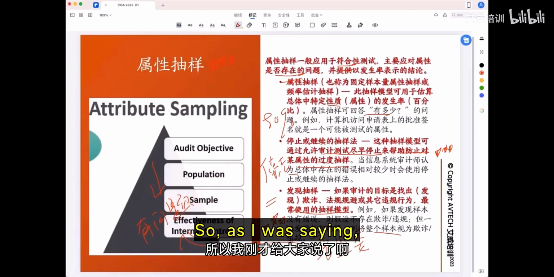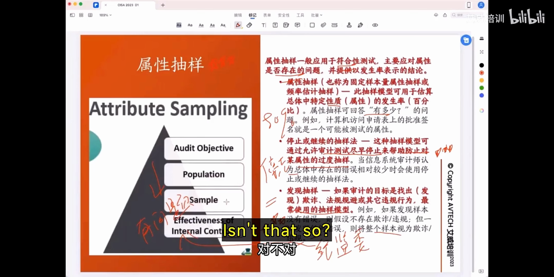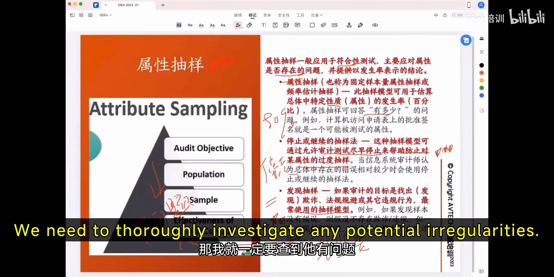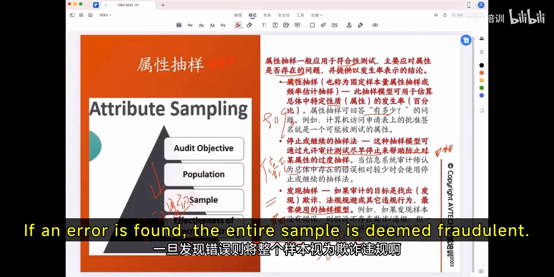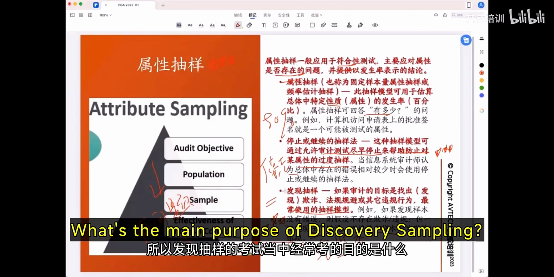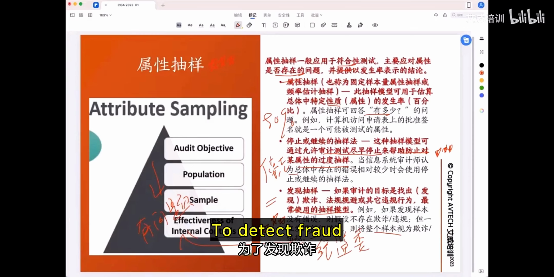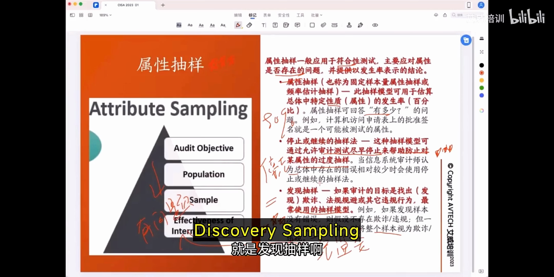So, as I was saying, someone filed a report about suspicious activity. Isn't that so? We need to thoroughly investigate any potential irregularities. This is known as, if an error is found, the entire sample is deemed fraudulent. Discovery sampling. What's the main purpose of discovery sampling? It's exactly this: to detect fraud. Which sampling method is most common? Discovery sampling.